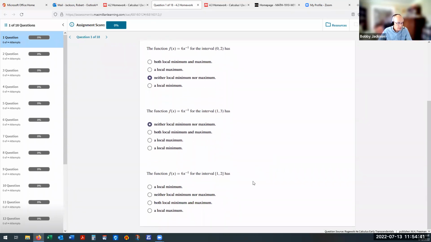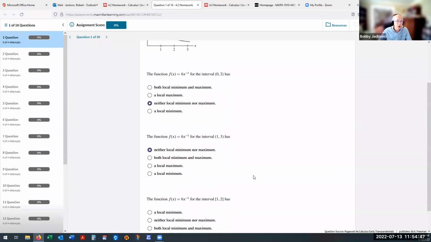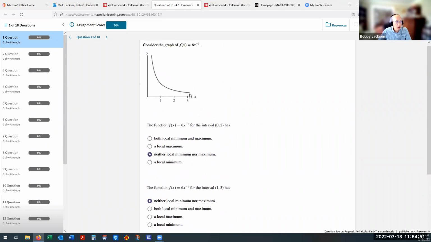Now, what's different about this next one from 1 to 2? Well, for one thing, notice brackets, we're including 1 and 2. Okay, now this interval will have a max and a min because we're including the endpoints. So at 1, what's the value? 6 divided by 1 is 6. 6 is the maximum because we're including that.